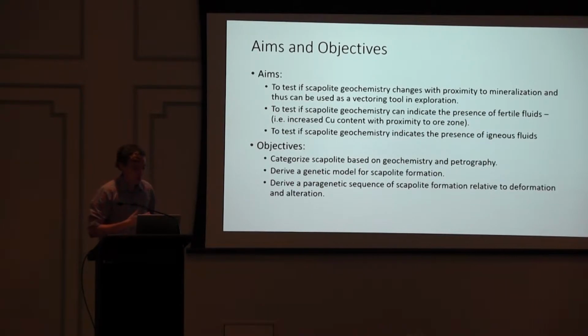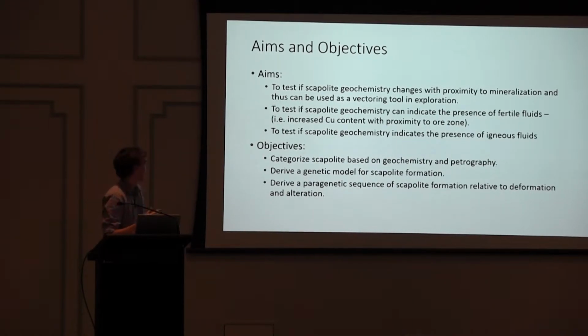So with that in mind, the primary aim of this study was to test if geochemical changes in scapolite could be used to vector towards mineralisation. We also wanted to see if scapolite geochemistry could indicate the presence of fertile fluids, for example, if it was capable of incorporating significant copper. And we also wanted to test if scapolite geochemistry could indicate the presence of igneous fluids, which much of the mineralisation in the Eastern Succession is attributed to.